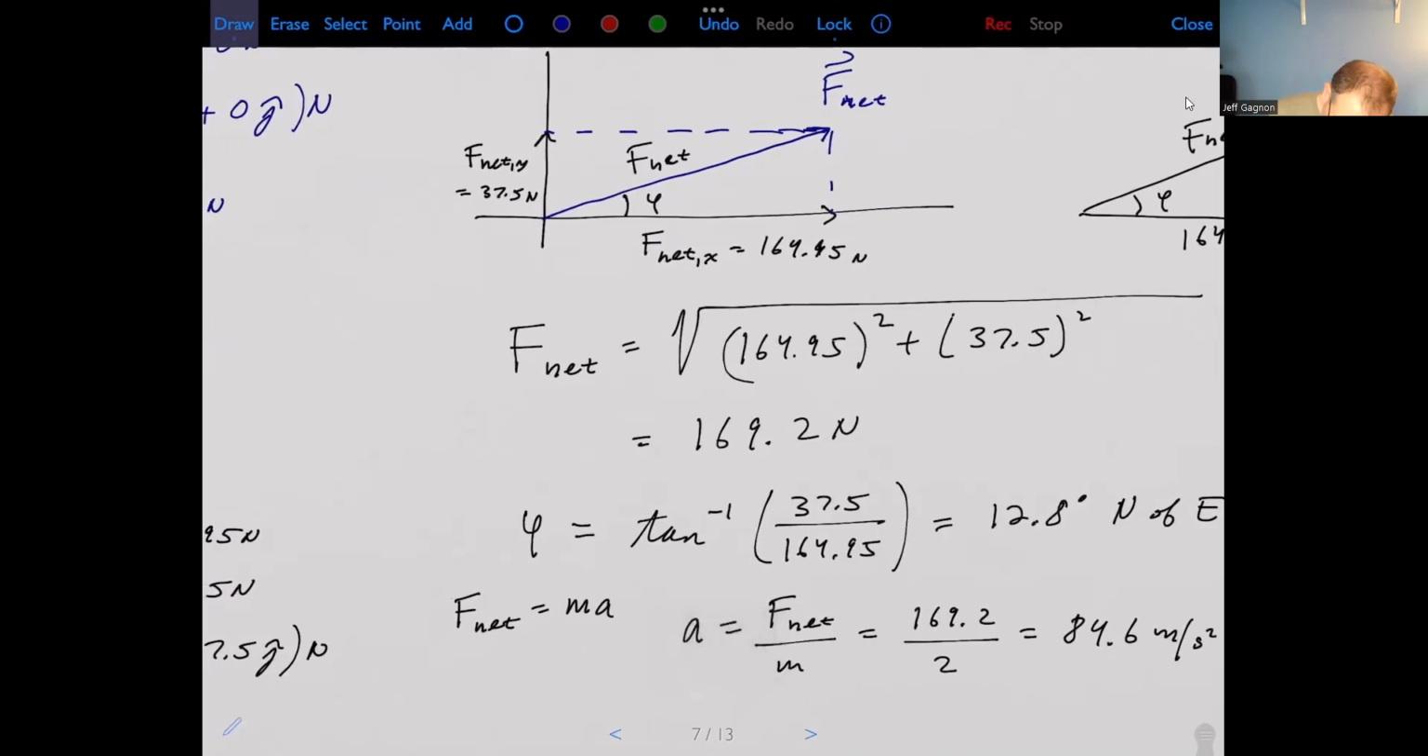Okay, so actually, if I want to write this in vector form, I could say a vector is equal to 84.6 meters per second squared at 12.8 degrees north of east. So that gives the vector, the acceleration, in polar form. It has a magnitude, 84.6 meters per second squared, and it has a direction, which is the same as the direction of the net force. Okay, next example.